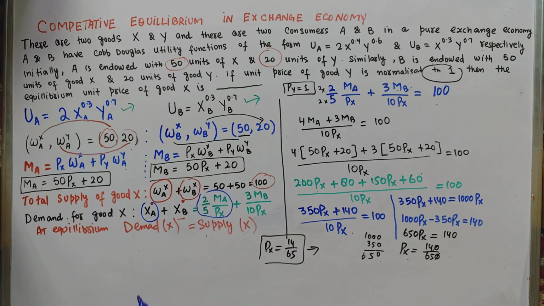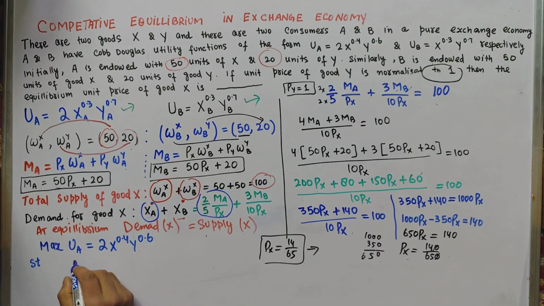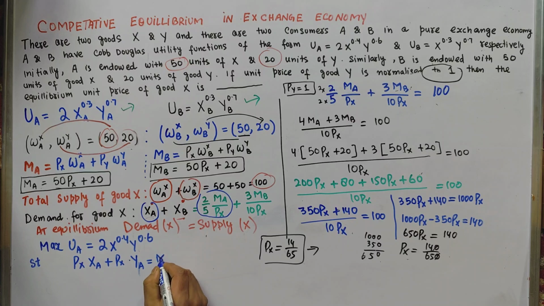Since we have to find the demand function of good X by person A, we want to maximize the utility of person A. That is, the utility function of person A is given as 2 times x raised to the power 0.4 y raised to the power 0.6, such that price of X times units of X plus price of Y times units of Y should be equal to the income of consumer A.